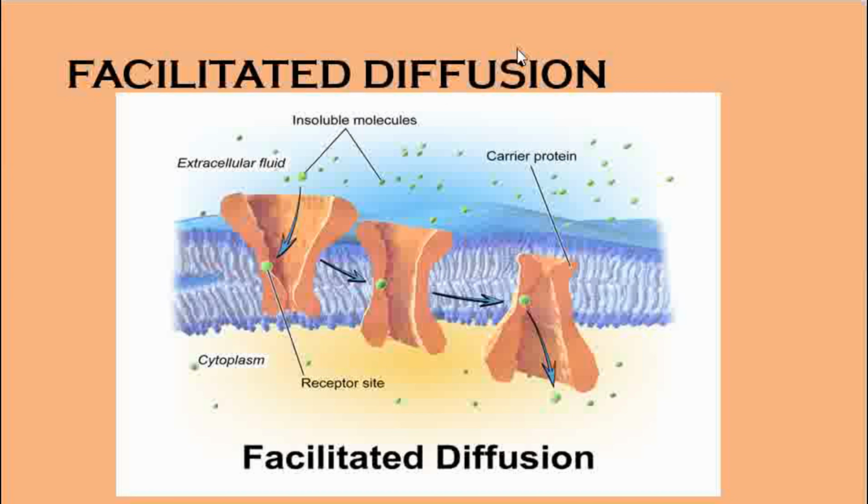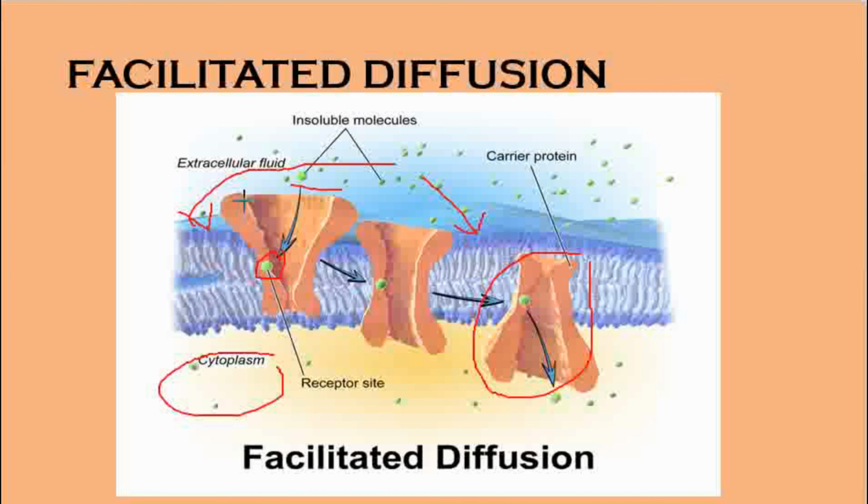So in this facilitated diffusion, you can see in the picture the insoluble molecule. It can't go through this lipid bilayer. So it needs the help of this carrier protein. This carrier protein is there to allow these insoluble molecules into the cell membrane. So this is the extracellular fluid, this is the cytoplasm. As the molecule binds to the receptor site here, there is a change in the shape. First it was open outside like this, then it seems like it has rotated.